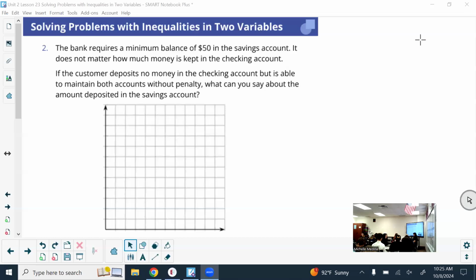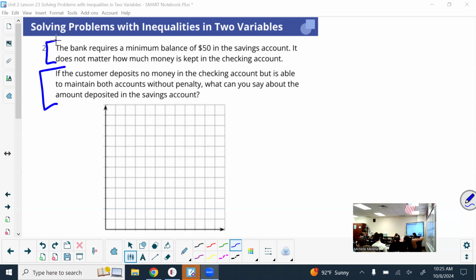Okay, so remember, guys, that this question is kind of separate. Like, there was an additional question in each situation. You only really need the first part to identify your constraint and your inequality. So table 7, if the bank requires a minimum balance of $50 in the savings account, and it does not matter how much money is in the checking, how can I write that constraint?